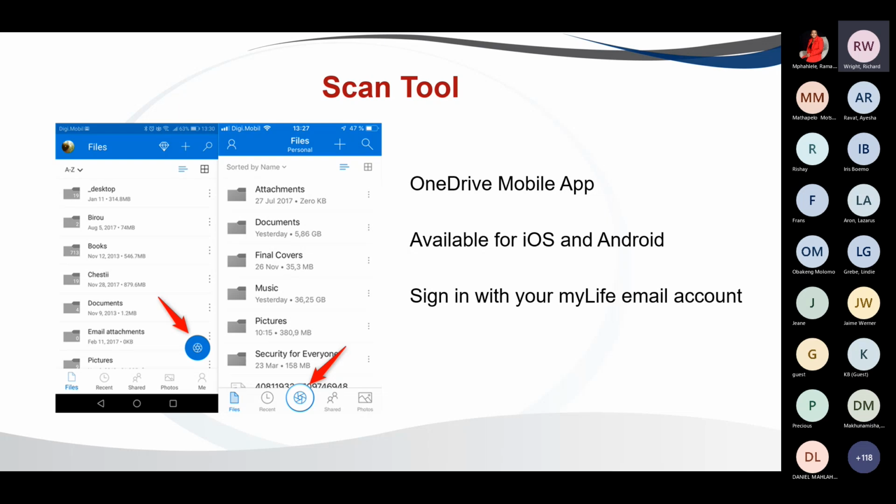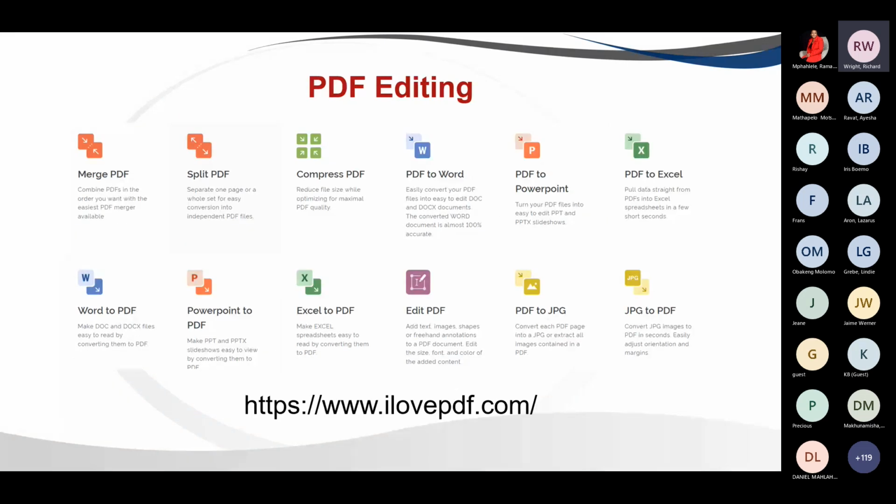Just note this is available for iOS and Android, and as I mentioned, you can sign in with your myLife email account. And remember, once the file is scanned in and uploaded to your myLife email account, you can actually go to office.com and also sign in with your myLife email account to get the files from there. But you can submit the file directly from your mobile device as well.